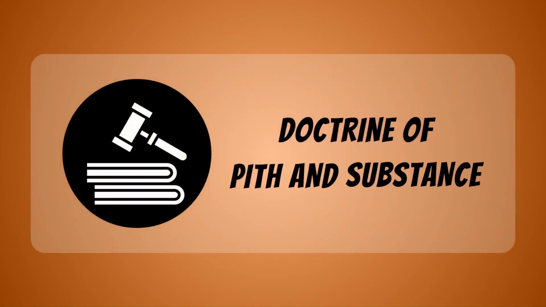Today we will discuss the doctrine of pith and substance, a vital principle in constitutional law. This doctrine plays a crucial role in determining the true nature of a law when legislative powers overlap. Let's explore its significance, origin, and application.